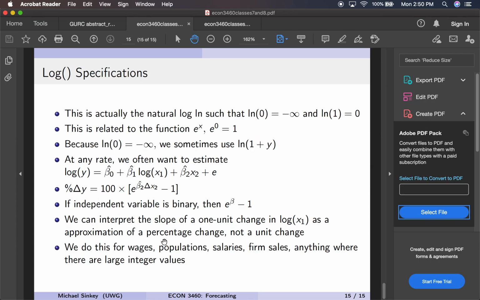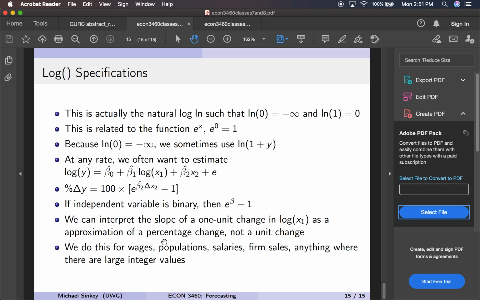The last thing I want to point out is what are called log specifications. So when we use log in economics, we tend to use it incorrectly. We actually mean the natural log, ln. So ln of 1 is 0. ln of 0 is minus infinity, which is related to the function e to the x, such that e to the 0 is 1 and e to the minus infinity is 0. And because log of 0 is minus infinity, sometimes we'll just add 1 to make it start at 0.